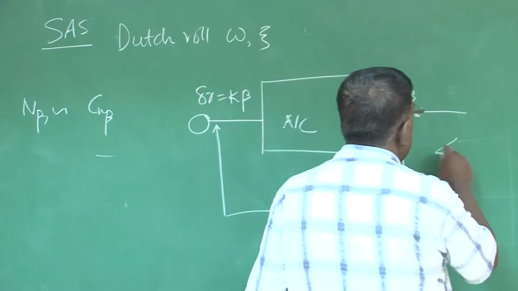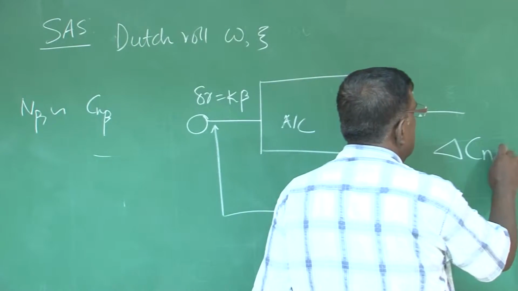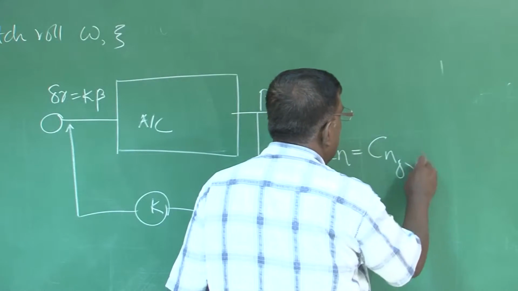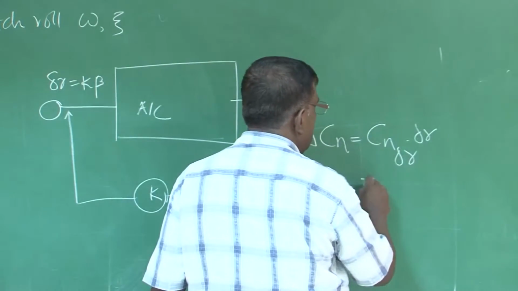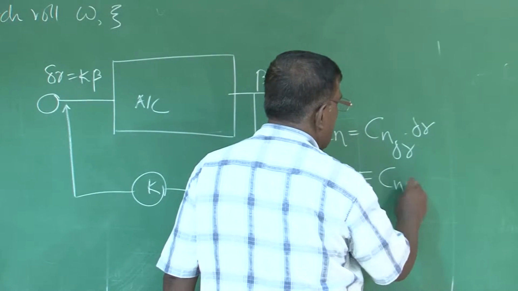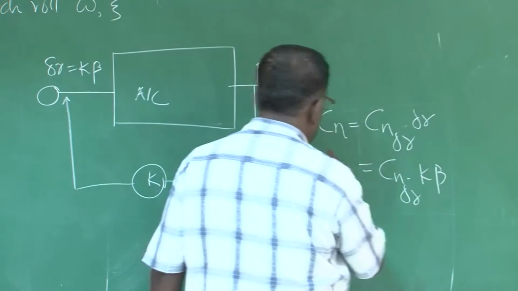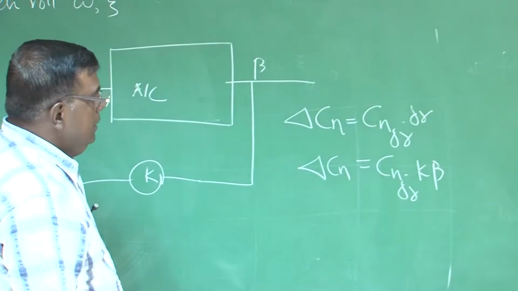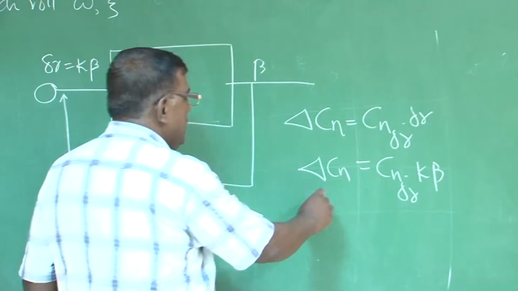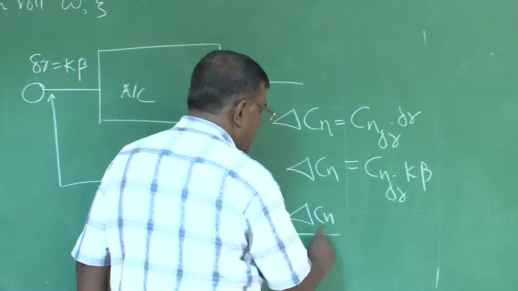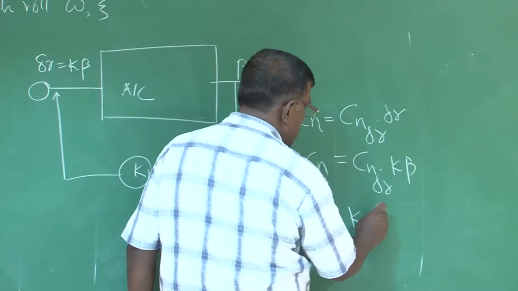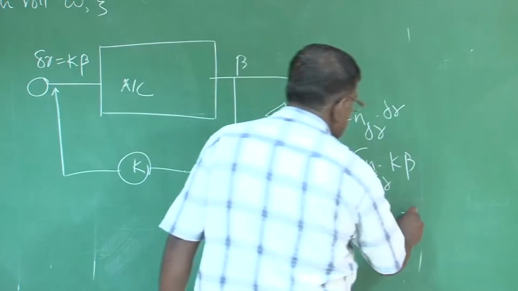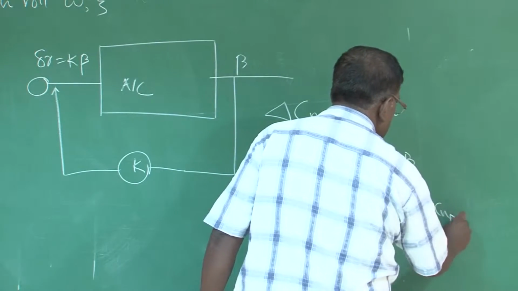I am adding delta Cn, a yawing moment, that will be Cn delta r into delta r. So that will be equal to Cn delta r into k beta. So that is delta Cn additional. So additional Cn beta will be how much? That is delta Cn by beta, that is k Cn delta r. So this is delta Cn beta.